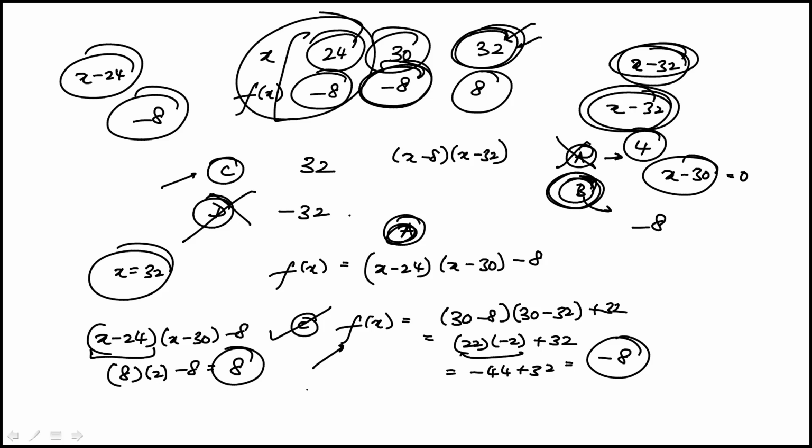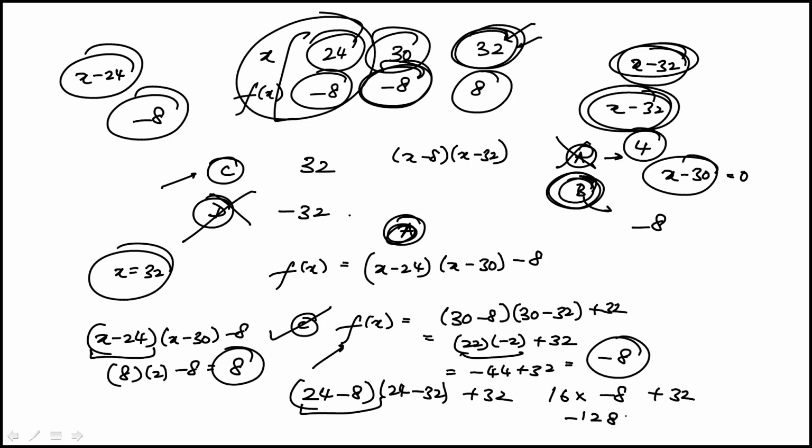So C, if I plug in x equal to 24, that's 24 minus 8, 24 minus 32, plus 32. So that's 16 times minus 8, and that's going to be minus 128. As you can see, this is going to be a large number, large negative magnitude. So C is out, and the answer is B.